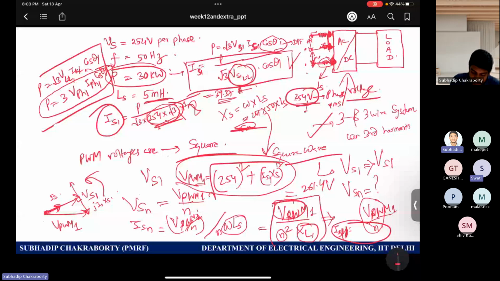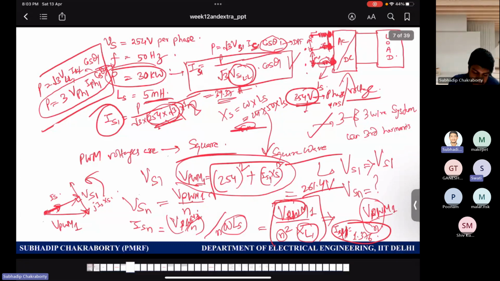So how did you calculate? You just took 261.4 divided by 11 square, multiplied by 2 pi into 50 multiplied by 5 millihenry. I hope I am not writing it wrong. It is very clear, I think, right? So let's move on to the next problem.